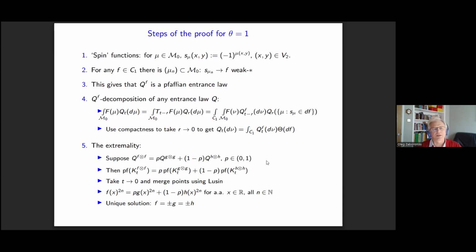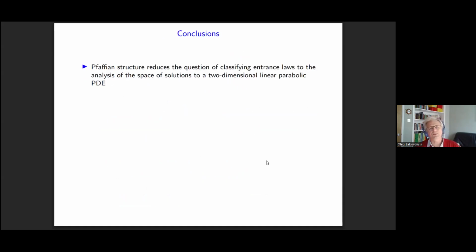Okay, good. So let me conclude. I think the details can be a bit obscure, but the general idea is that if the transition density for your process is Pfaffian, then you can always reduce the question of classifying the entrance laws to the analysis of a two-dimensional PDE. So I think the result, as stated, holds in a much greater generality.